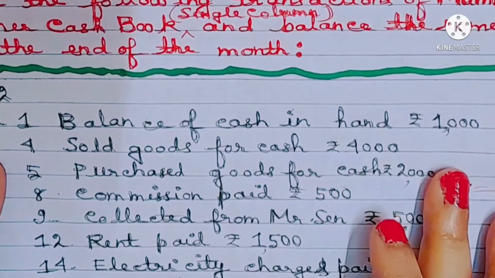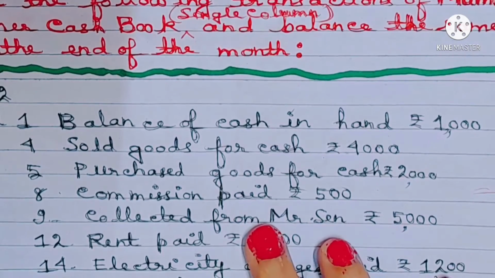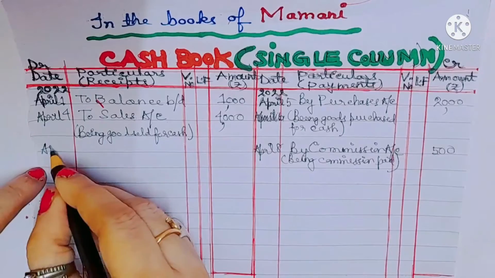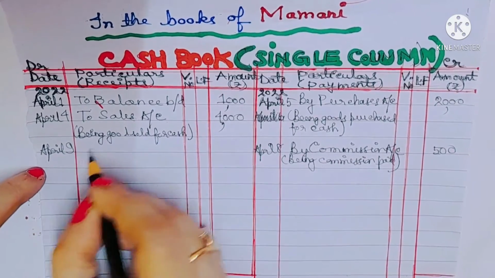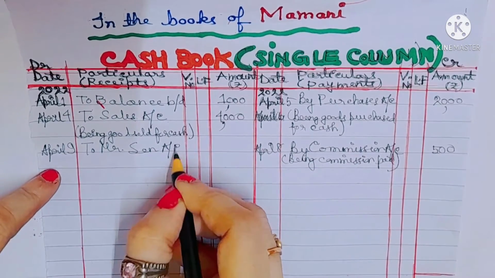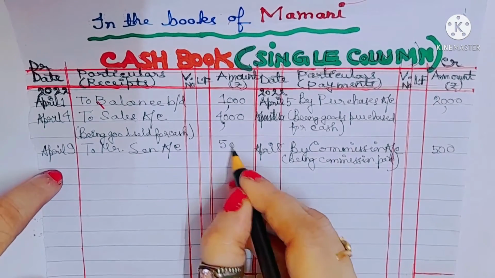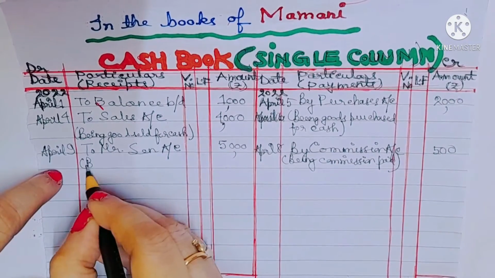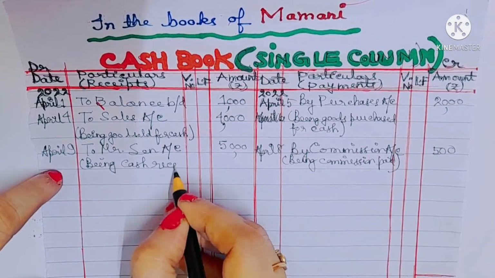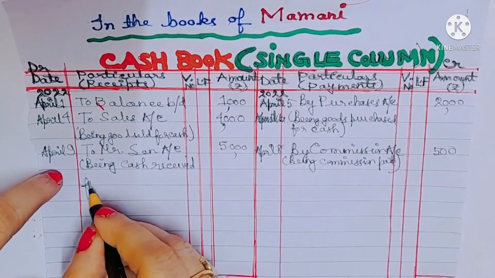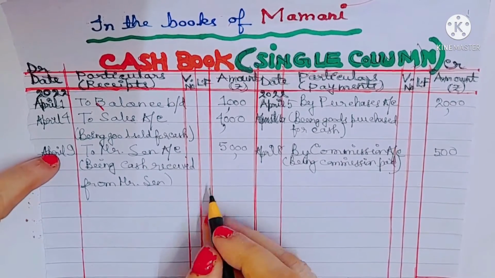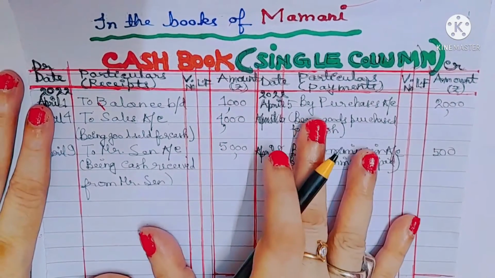So according to real account, what comes in is debit. So what will we write? We will write on 9th April, to Mr. Sen account 5,000. Okay, so let's write on 9th April, to Mr. Sen account 5,000. Being cash received from Mr. Sen. Okay, so now let's see the next transaction.